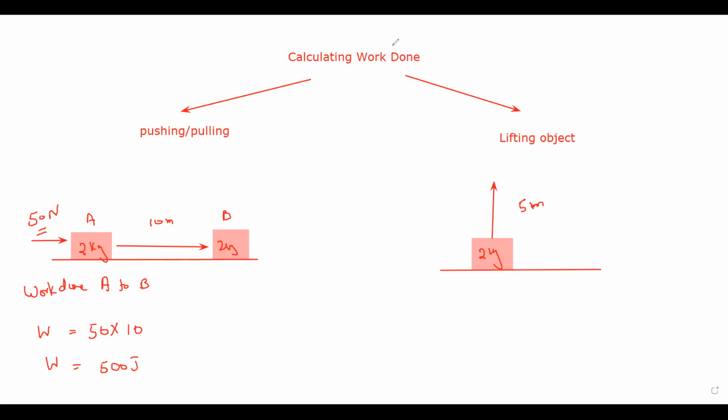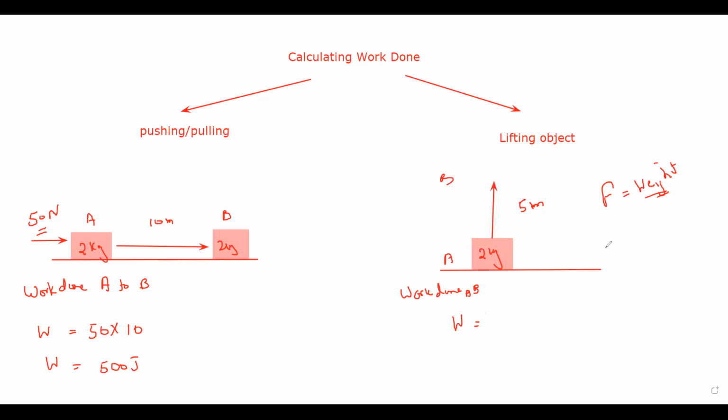Whenever we are lifting the object up, the force which we apply is equal to the weight of the object. So if we want to calculate the work done to lift the object from point A to point B, work done is equal to force. So what about the force? The force is equal to the weight of the object.